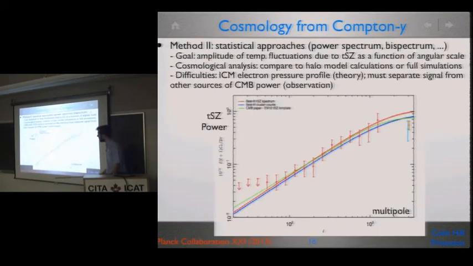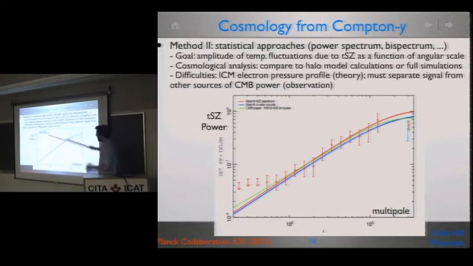All right, so I'm going to spend the rest of the talk talking about a different approach, where instead of resolving and detecting individual clusters, we're just going to take a statistical approach to the TSZ signal. So in this case, we want to compute something like the power spectrum of the TSZ effect or bispectrum, or other statistical quantities. So we're working at the map level. There won't really be any more pictures of clusters in the rest of the talk.